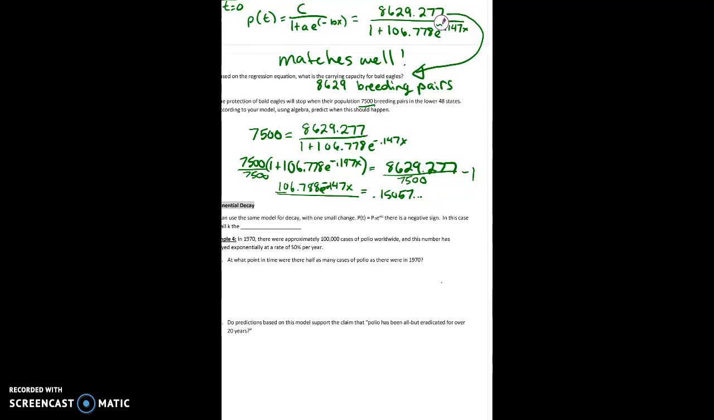106.778 e. Okay, so we're going to divide by 106.778. And now we have e. So let's put that here: e to the negative 0.147x equals 0.0014, keeping all those decimal places.